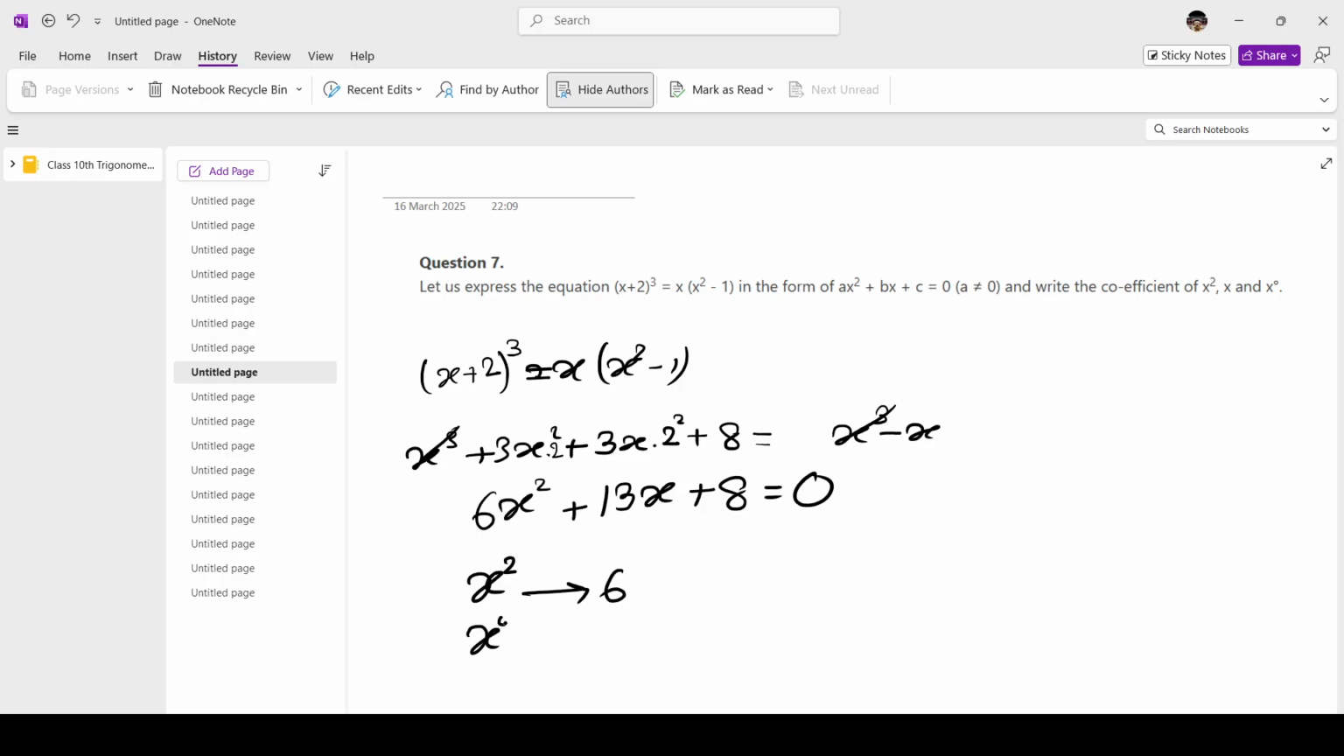Coefficient of x to the power 0 is, because x to the power 0 is 1, so we can write here like 2 is x to the power 0. Coefficient of x to the power 1 is 1. And the coefficient of x is.